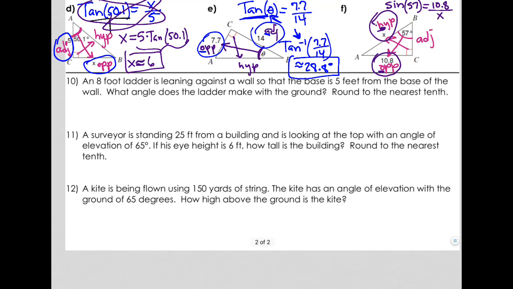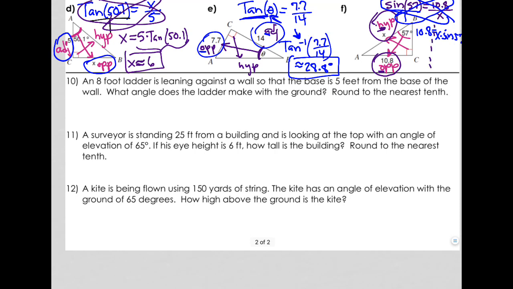Now if we set this up to cross multiply, 1 times 10.8, let me erase this adjacent since we're not using it. So 1 times 10.8 is 10.8, and equal to x times the sine of 57. Now I'm squishing it in there, but I don't have much room.